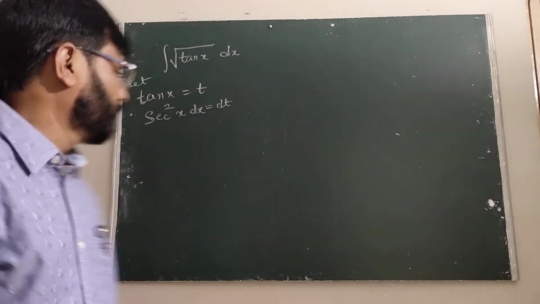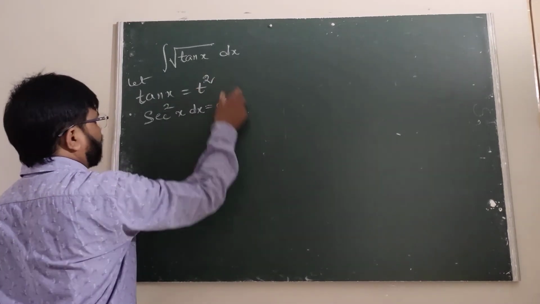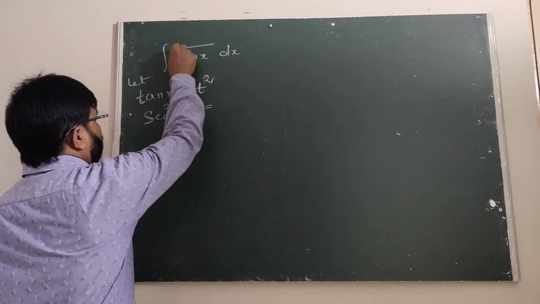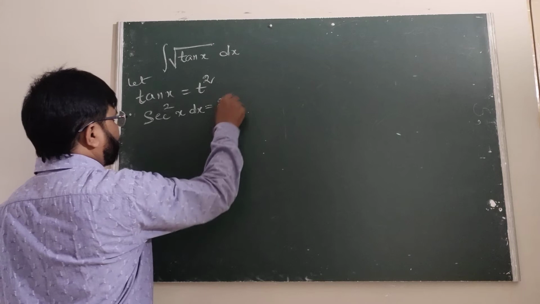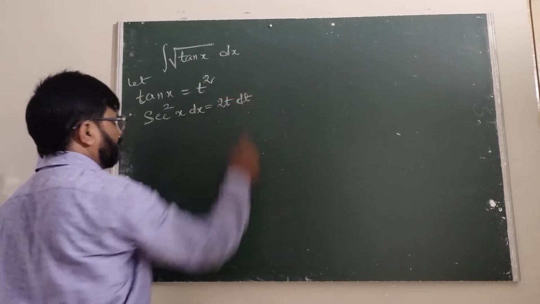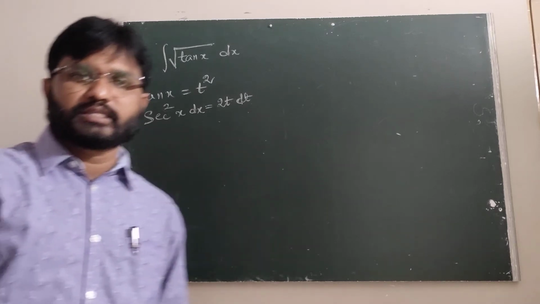Therefore, the derivative of tan x is secant square x dx equal to dt. Now here, suppose we take t square, since the square root is there. The derivative of t square is 2t into dt. Therefore we know that secant square x is of the form 1 plus tan square x.